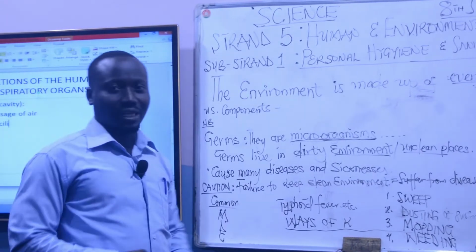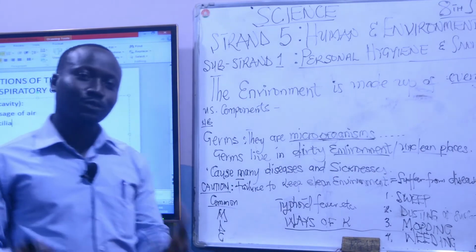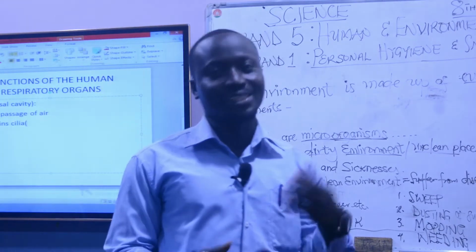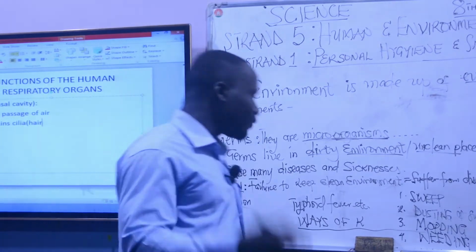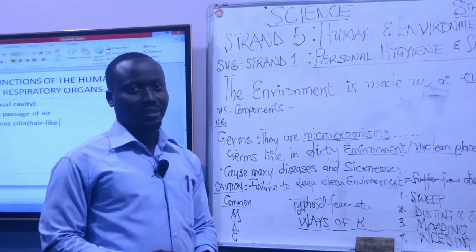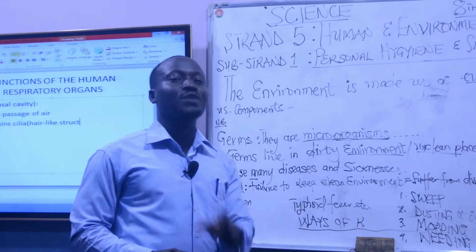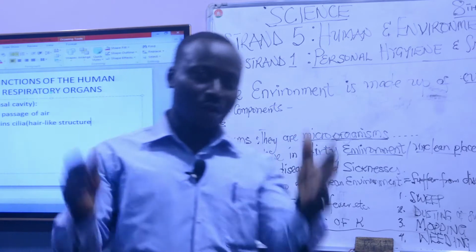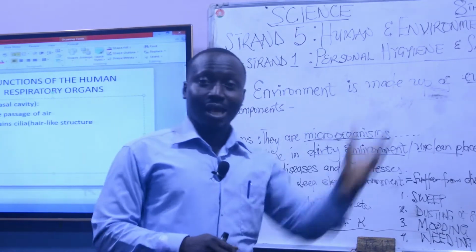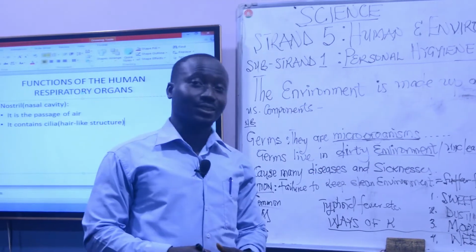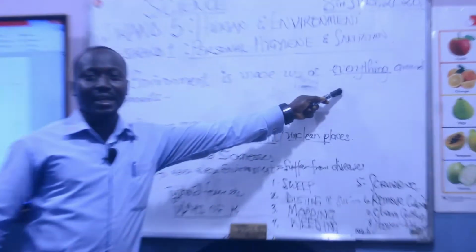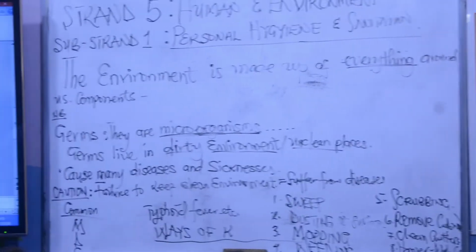By the end of the lesson, you should be able to identify ways of keeping the environment clean and then practicing a hygienic lifestyle. First of all, we will ask ourselves, what is environment? The environment simply refers to everything around us. In our homes, in our school, we may have different kinds of environment. So simply, the environment is made up of everything around us.